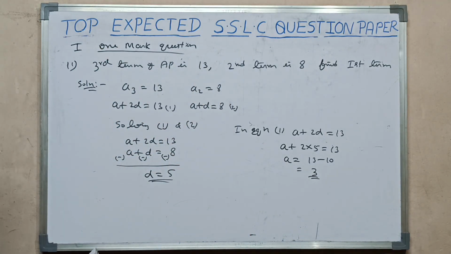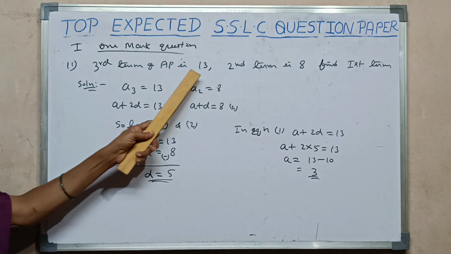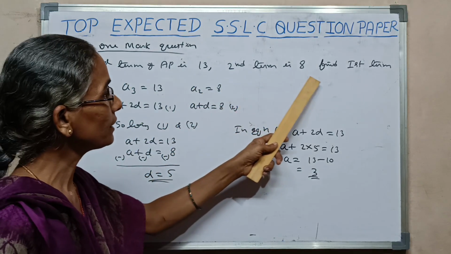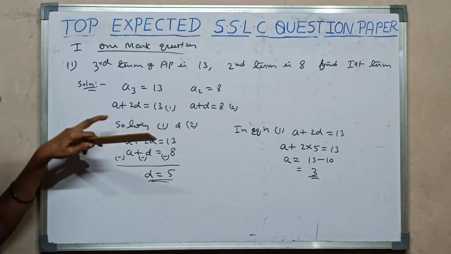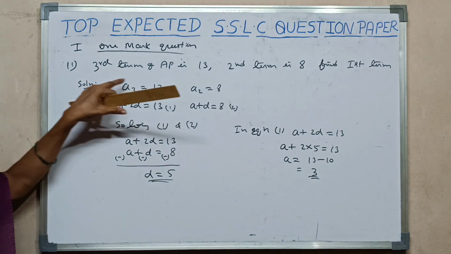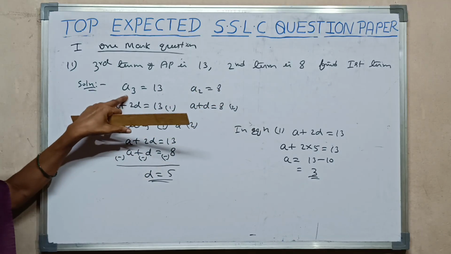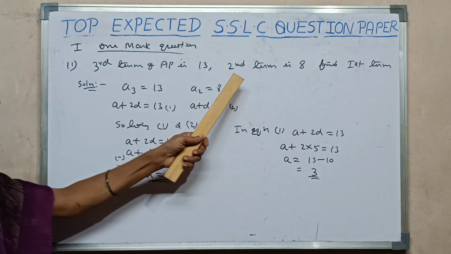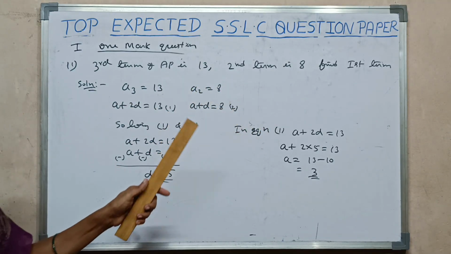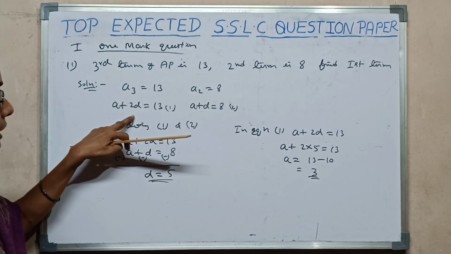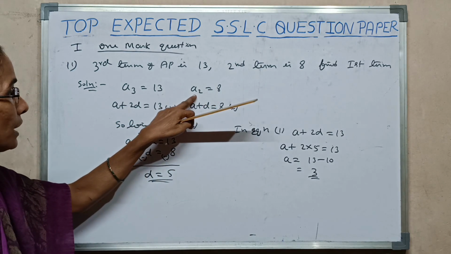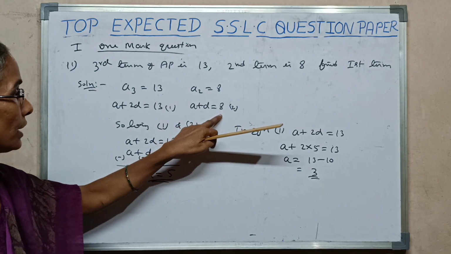Find the first term of the AP. The question is: the third term of the AP is 13, the second term is 8. Find the first term. First term means A. Third term A3 equal to 13, and second term A2 equal to 8. A3 means A plus 2D is 13, and the second term A2 is A plus D equal to 8.